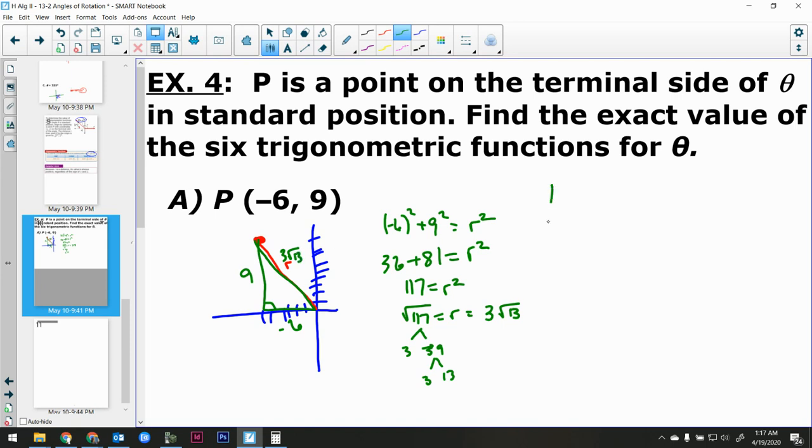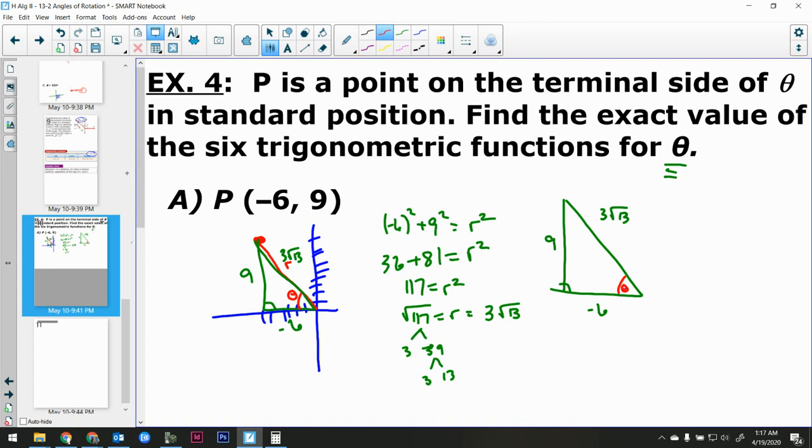And now at this point, you're just finding, well, that is a very poorly drawn triangle. At this point, you're just finding the 6 trig ratios for this triangle, 9, -6, and 3 radical 13, right? Now, where does theta come in? Well, theta is actually your reference angle, this angle down here, okay?